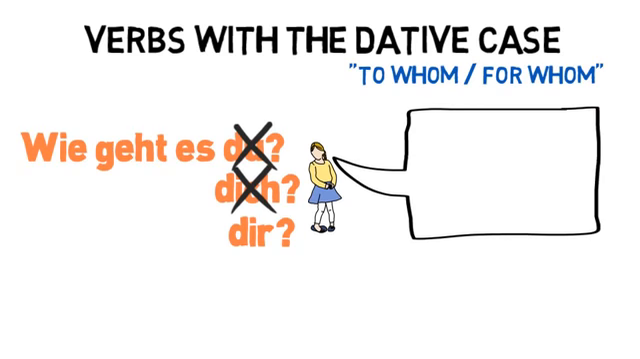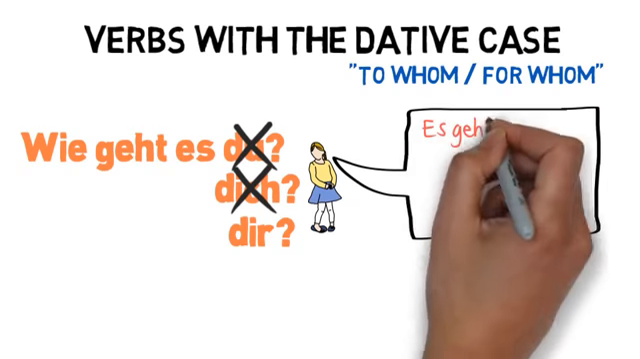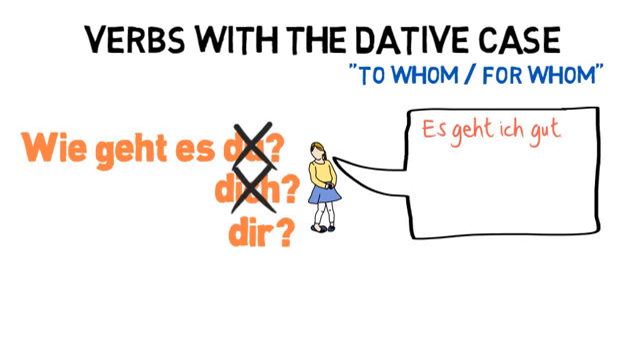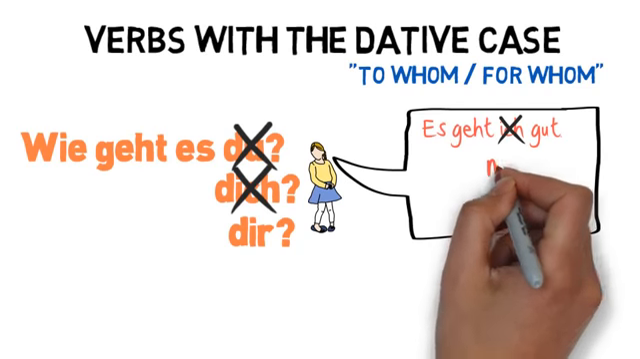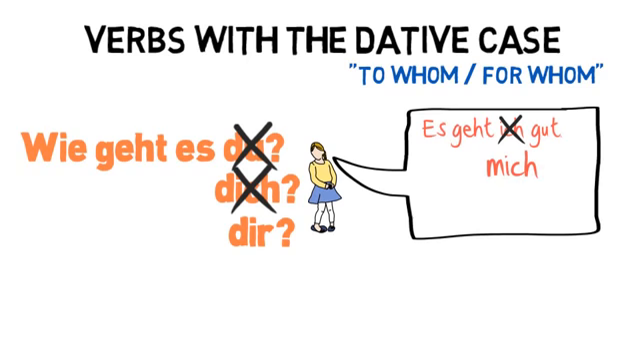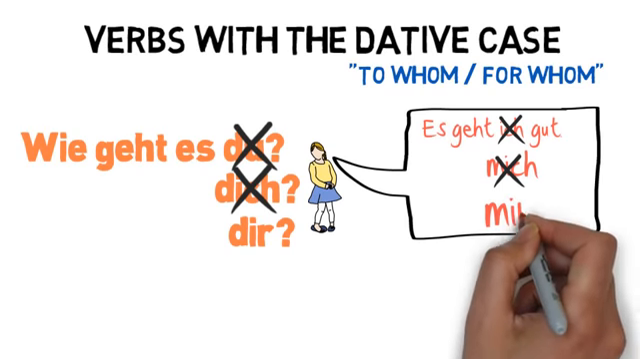Similarly, if someone answered that question, they couldn't say, es geht ich gut, because they aren't doing the going. Nor are they being gone by es, they're not the direct object, so mich wouldn't work either. Instead, we'll need to use the dative pronoun mir, to me or for me, because what they're saying is, it's going well for me.